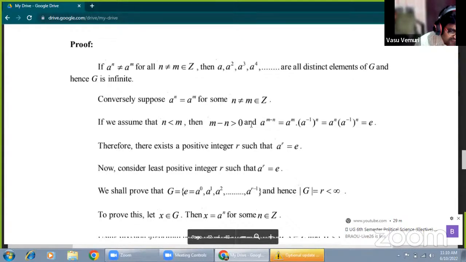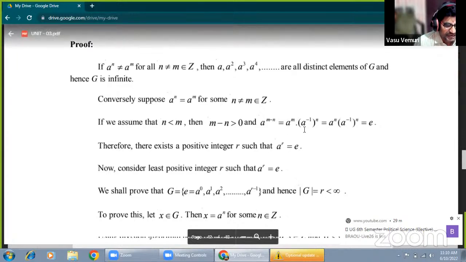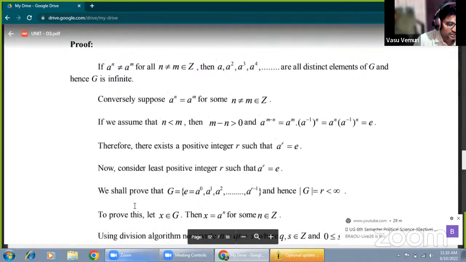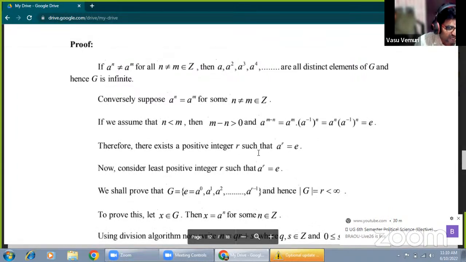Now the generated element is also applied here in the cyclic group: a power m minus n, that is a power m into a power minus 1, whole power n. Now a power m equals a power n, so substituting, a power n into a power minus n equals e. Therefore, there exists a positive integer r such that a power r equals e.